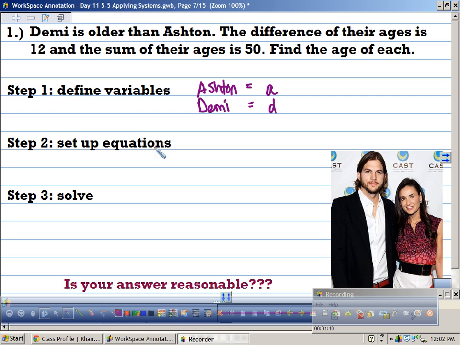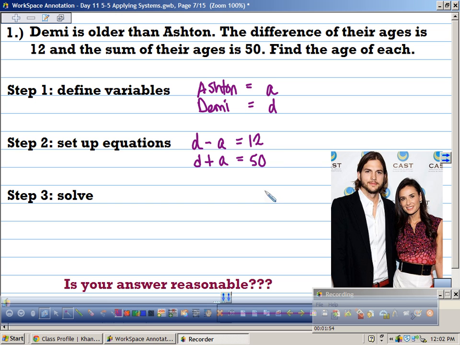Okay, our second step is to set up equations. So let's relate this to real life. How would I write the difference of their ages is 12? Why did you say D minus A? Because she's older, right? So if we're trying to find the difference between their ages, I'm going to say Demi minus Ashton's age is going to equal 12. No, the difference in their ages, right? And the sum of their ages is 50. So I would say D plus A equals 50.